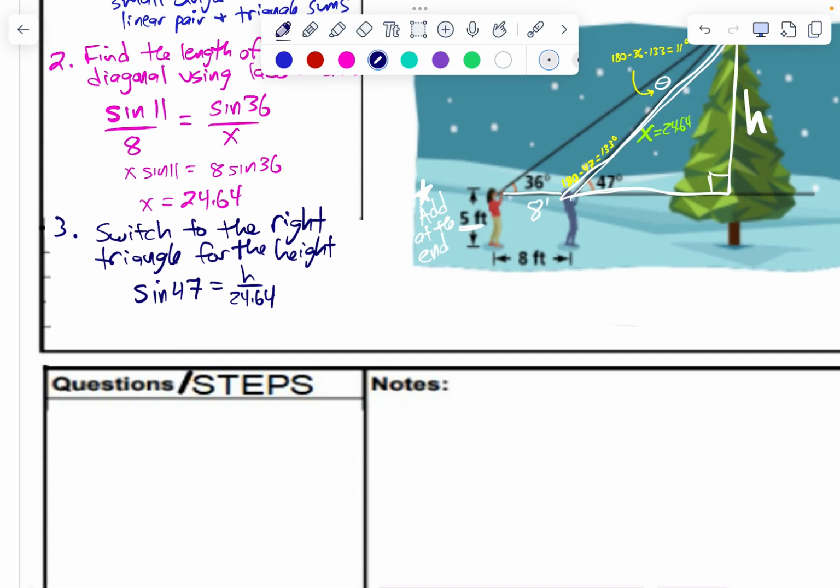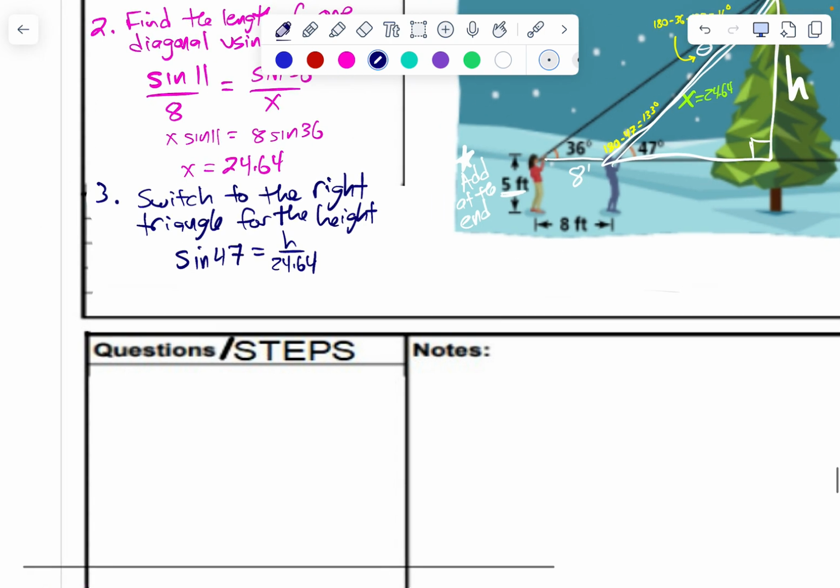You can just do law of sines. And what you'll find if you do law of sines on this triangle is that it boils down to what we just wrote. Because you'll end up with sine of 90 over 24.64. Sine of 90 is just 1. So you end up back here. Same thing.